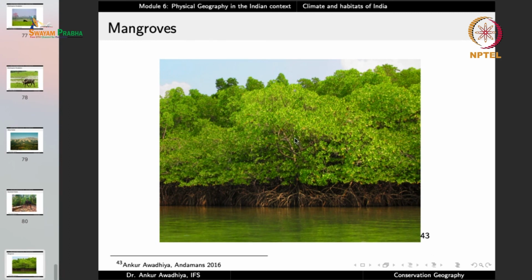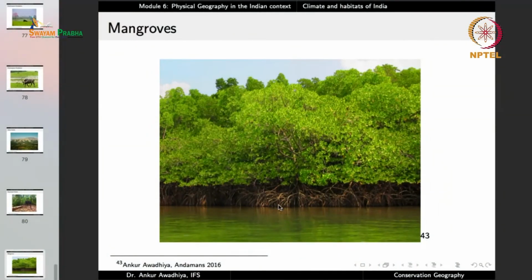These trees also exhibit what is known as vivipary, which means that the next generation actually starts on the mother tree itself. The seeds germinate on the mother plant, they start to grow, and once they have reached a certain height, they are dropped. So that there is little chance that the seed gets submerged in water, rots away, or is taken away to another area. So we find things like vivipary.